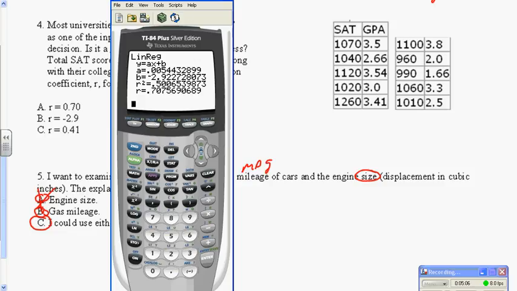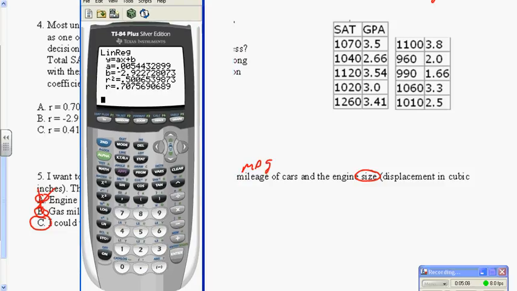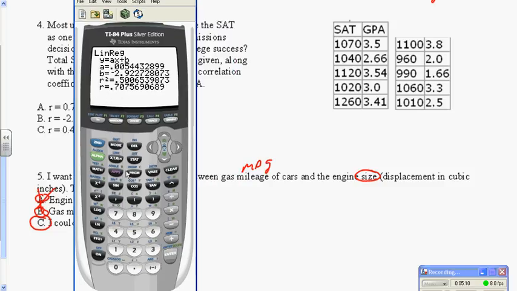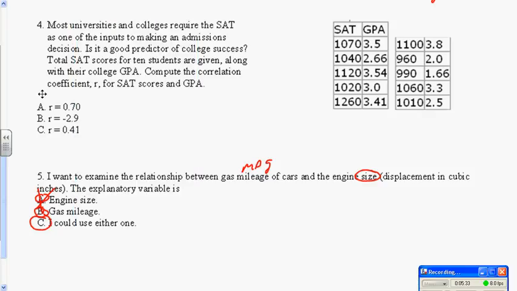And there we go. If you do not have the R when you do LinReg, you need to go to second function, catalog, go down to D. It's alphabetical, so I'm going to push the letter D here, and scroll down to DiagnosticOn. If I click that and enter again, I will get the R value from this point on. Okay, so the answer for that one is A.